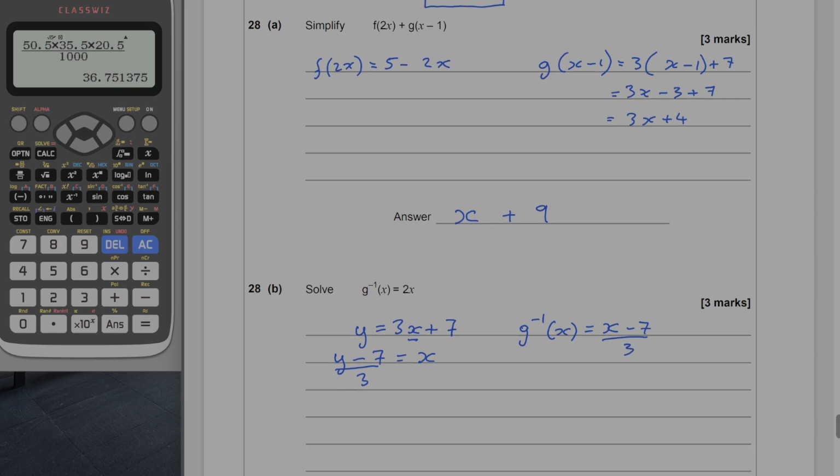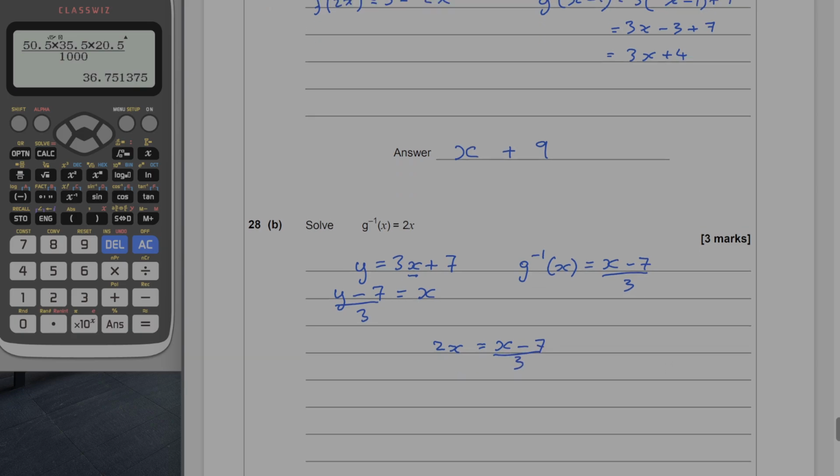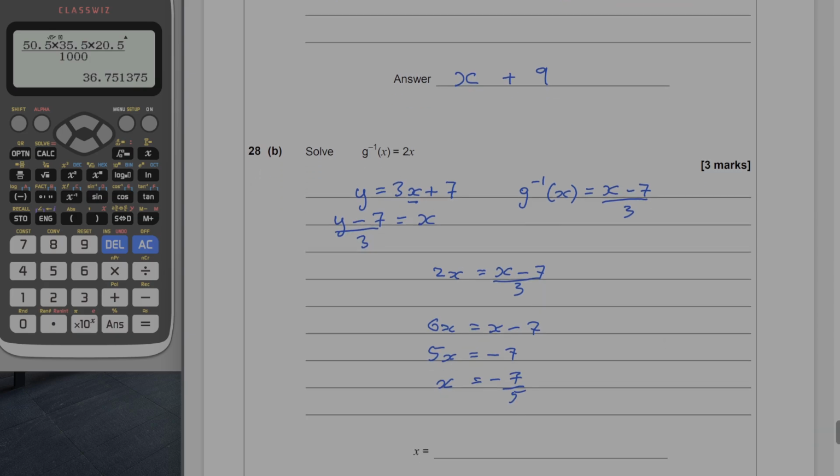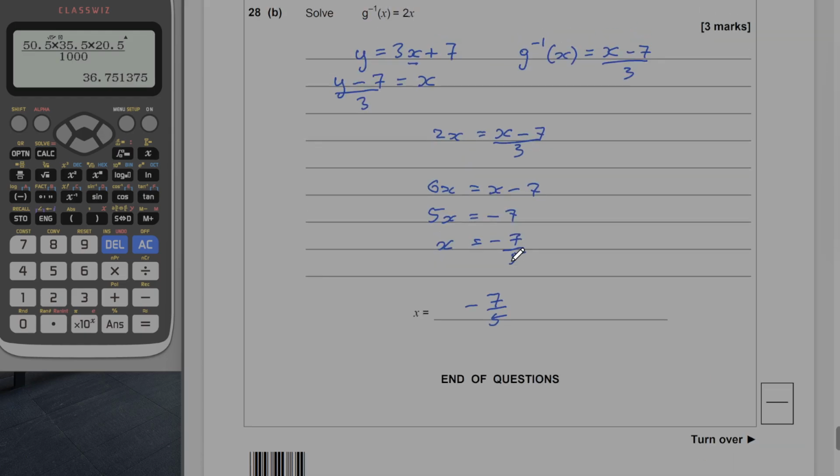And we're told that's equal to 2x. So 2x is equal to x minus 7 all divided by 3. So multiply 3 by 3, that gives us 6x is equal to x minus 7. Take the x over to the other side, so 5x is equal to minus 7. So x would be equal to minus 7 over 5. So minus 7 over 5. And that's the end of the paper.